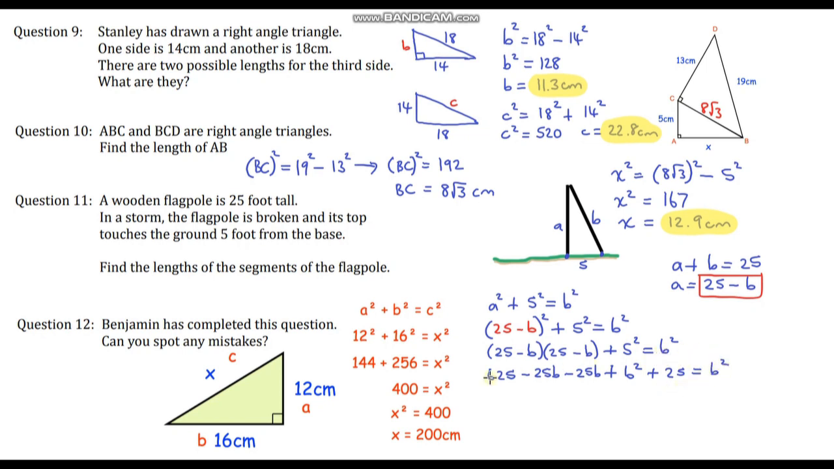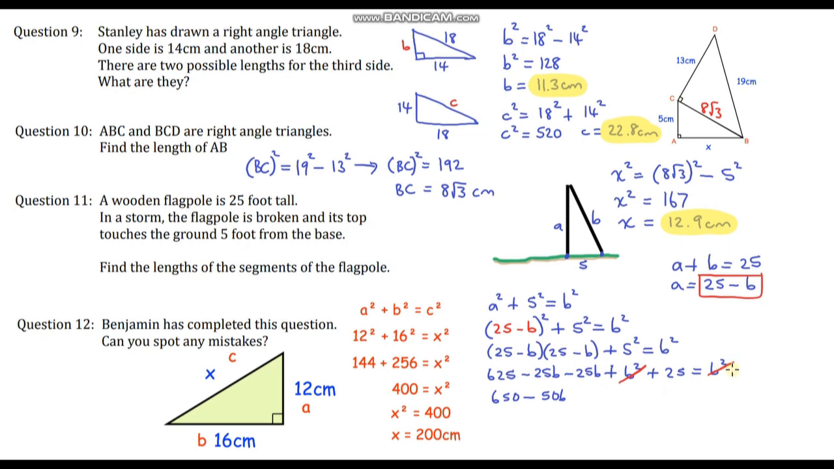So now we've got a long equation here, but we can simplify this. We've got B squared on the left and B squared on the right, so those two terms we can just cancel. And then if we look at just the numbers, we've got 625 plus 25, well, that will give us 650. And then we've also got B terms. We've got negative 25B minus another 25B, well, that's minus 50B. So that's everything on the left-hand side dealt with.